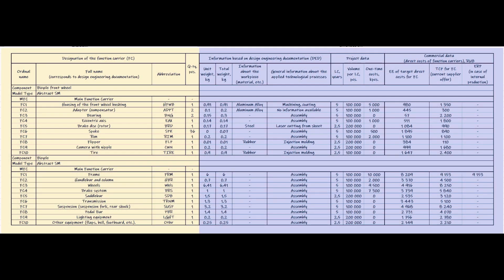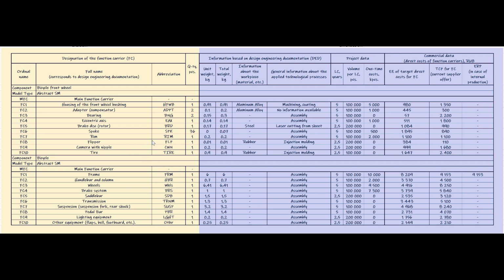The format and initial data for filling out the extended bike abstract structural model, which we will take as a basis for forming an alternative form of technical assignment, have already been discussed in issues number 7 and number 8. So, I will not dwell on them in detail.